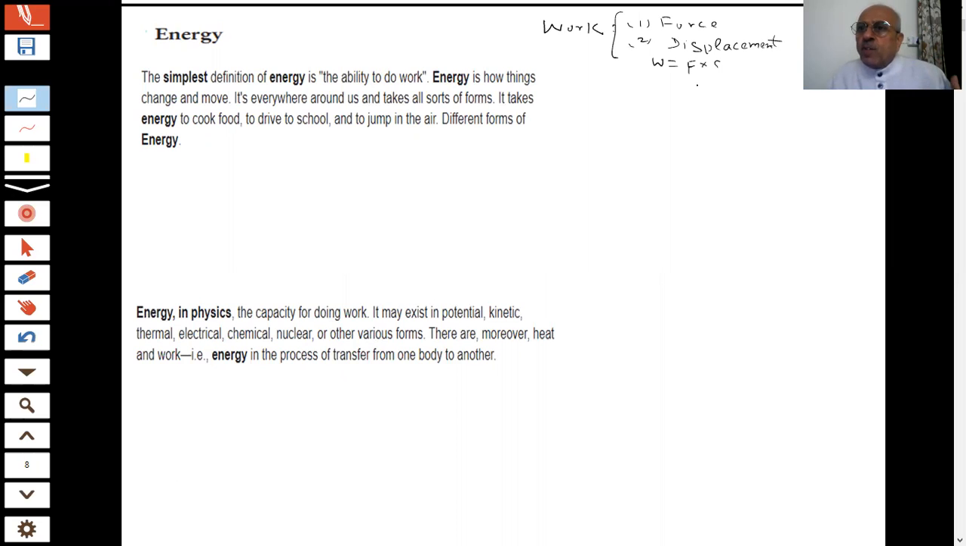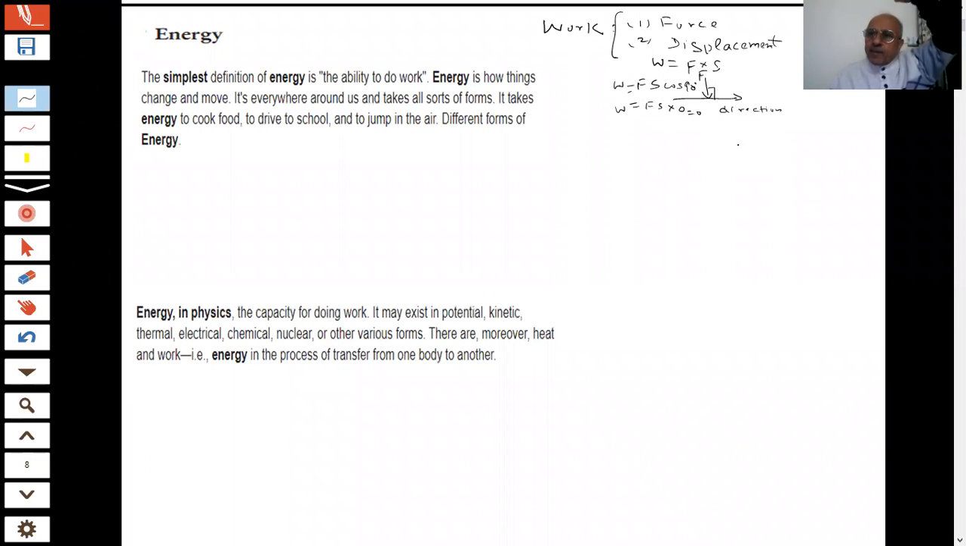Can you give me an example of zero work? What is zero work? Zero work is done if the force is acting perpendicular, at right angles, to the direction of displacement. This is the direction of displacement, and the force is applied perpendicular to this. Then this becomes Fs cos 90. W is Fs cos 90, and cos 90 is 0. So Fs into 0, the work becomes 0.